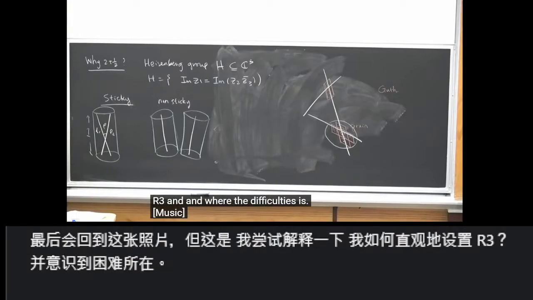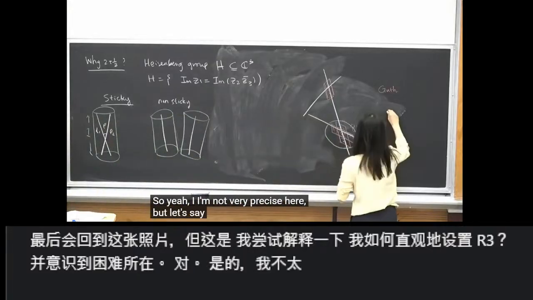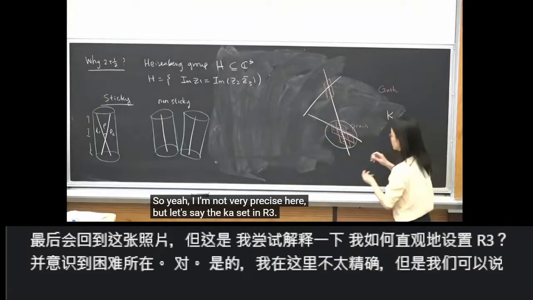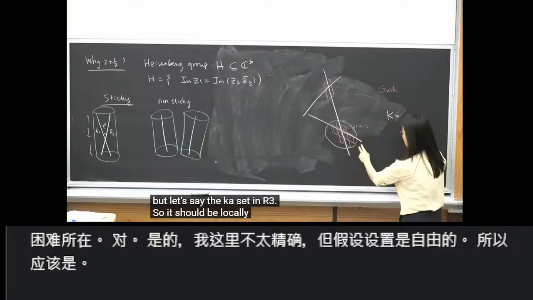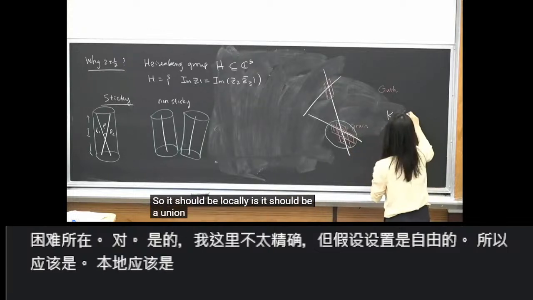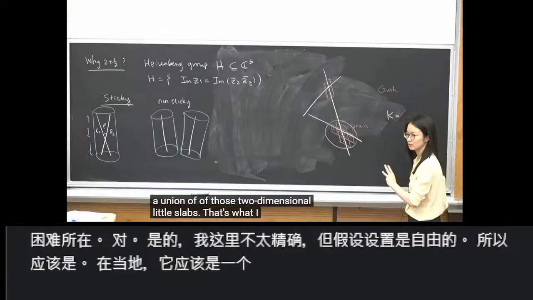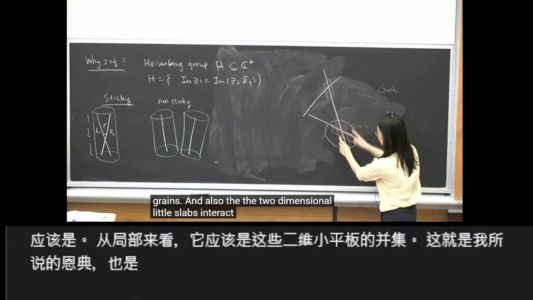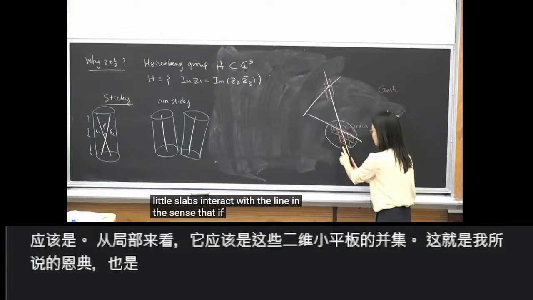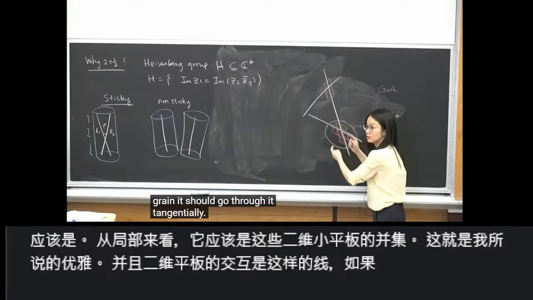Explain what the grain is. So yeah, I'm not very precise here, but let's say the Kakeya set in R3. Locally, it should be a union of those two-dimensional little slabs. That's what I mean by grains. And also the two-dimensional little slabs interact with the line in the sense that if a line intersects a grain, it should go through it tangentially.